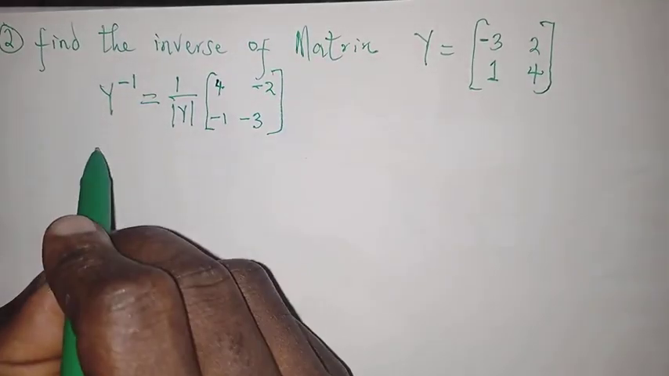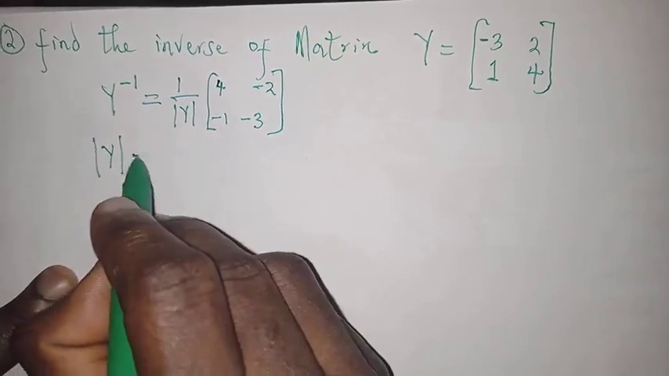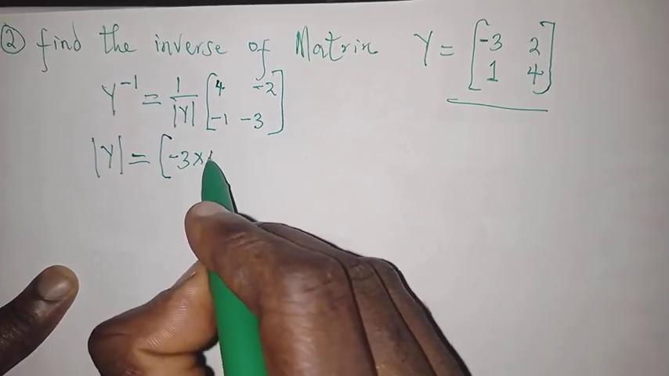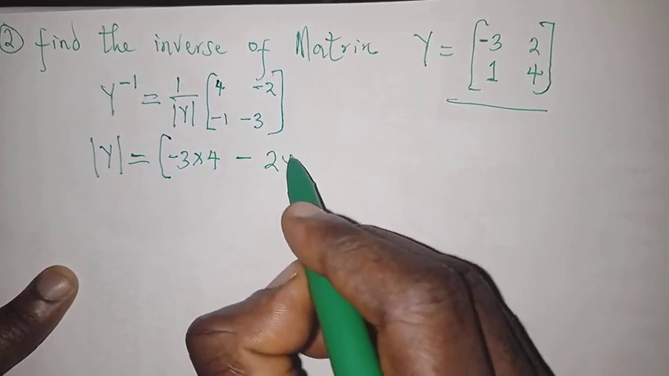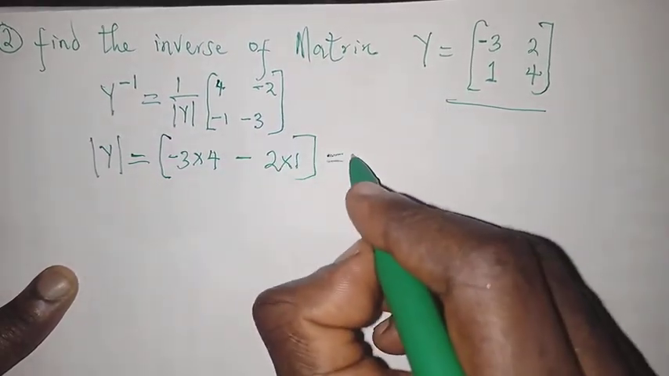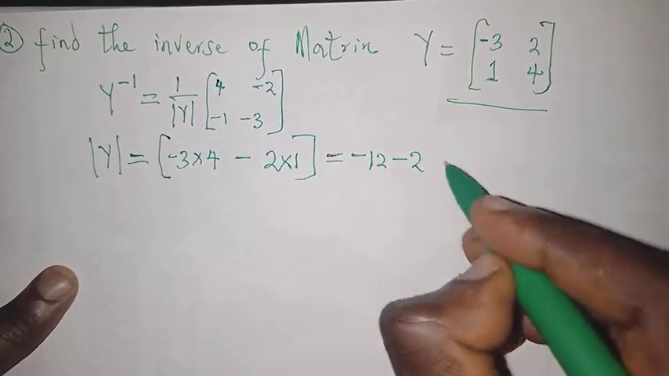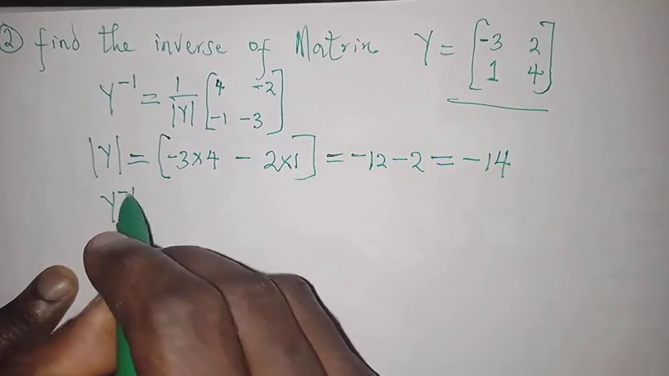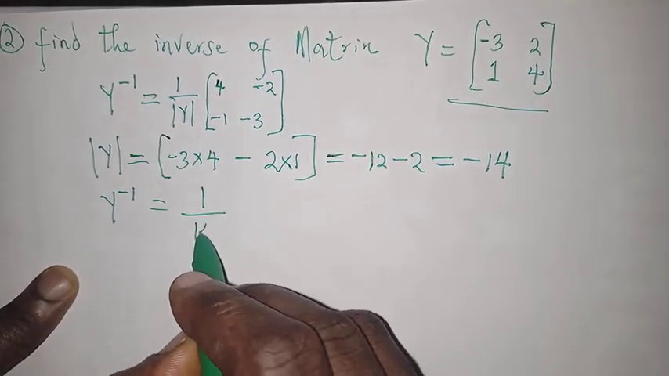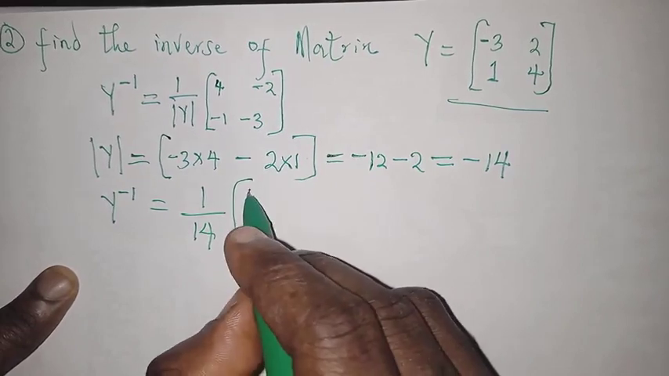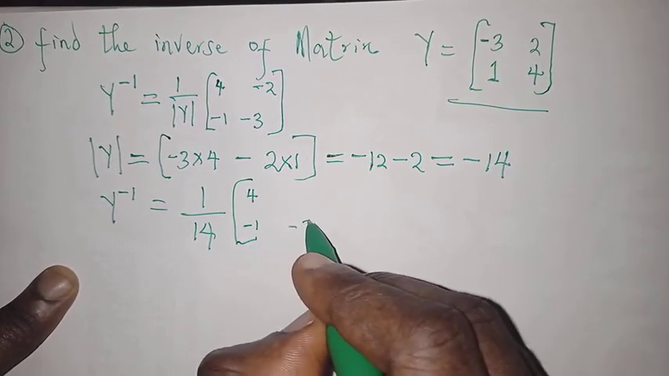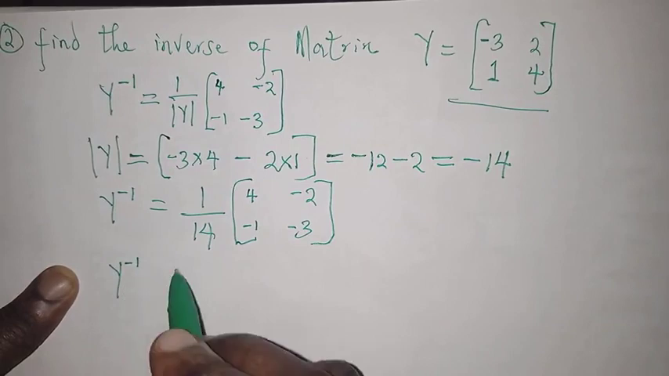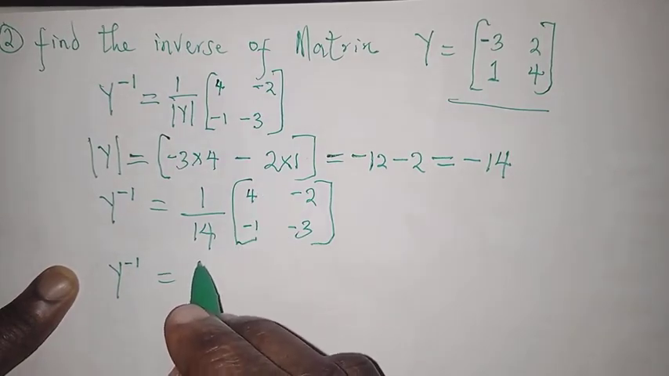So please take note of that. It's just very simple. Now let's get the determinant of Y first of all. This is Y, remember. So the determinant of Y is going to be minus 3 times 4 minus 2 times 1. And this is going to give me minus 12 minus 2, so minus 12 minus 2 gives me minus 14. So the inverse of Y is 1 over 14 multiplied by 4, minus 1, minus 3, minus 2.